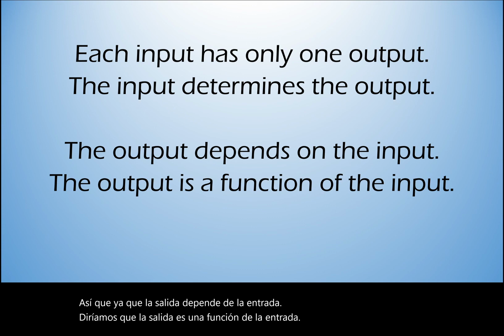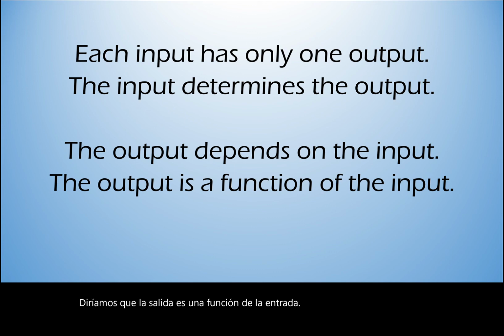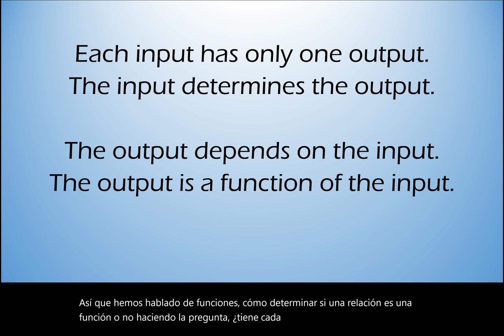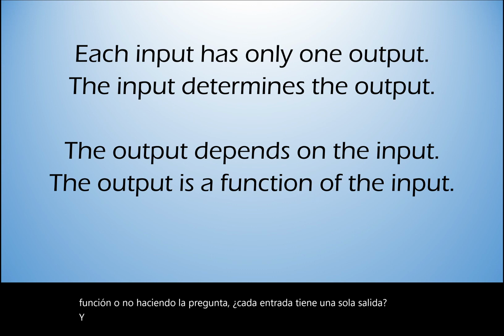So we've talked about functions, how to determine if a relation is a function or not by asking the question, does each input have only one output? And we talked about finding the domain and range, the list of input values and output values correspondingly.